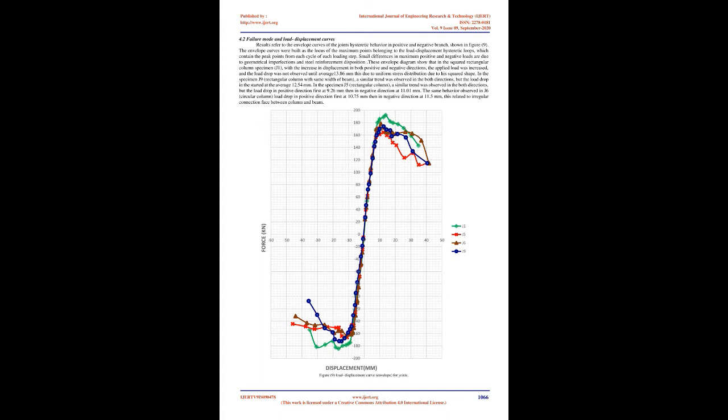Joint J1, squared column: the joint core started cracking at a high displacement level of 10 mm, and the joint had little damage and fewer cracks than any other joint in that test. While in joint J5, rectangular column, the joint core started cracking at a low displacement level of 5 mm, and it had more damage and concrete crushing than any joint. J6, circular column, started cracking at 6 mm, but the joint core of J5 had more cracks than J6.